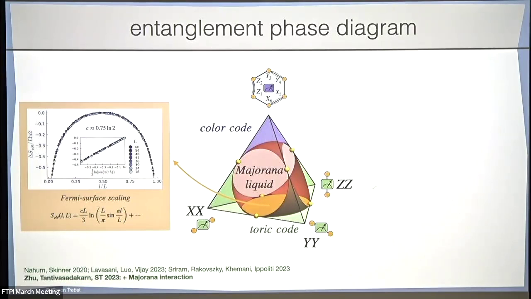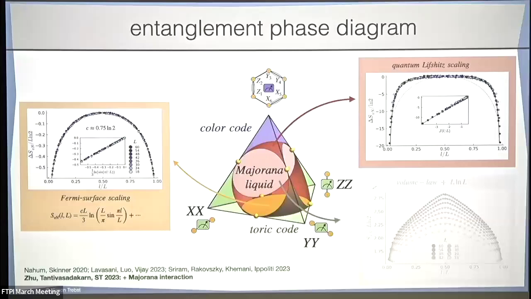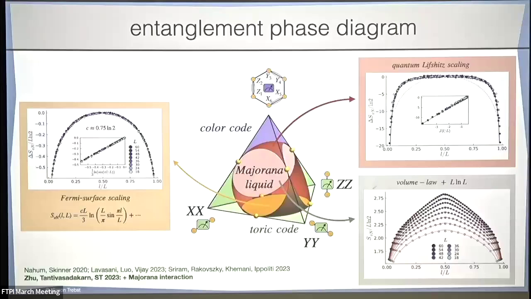Okay, so I will kill my second story. I have this sphere, which has quantum Lifshitz scaling. And then in the middle, I have a volume law entanglement scaling plus a subleading logarithmic scaling.